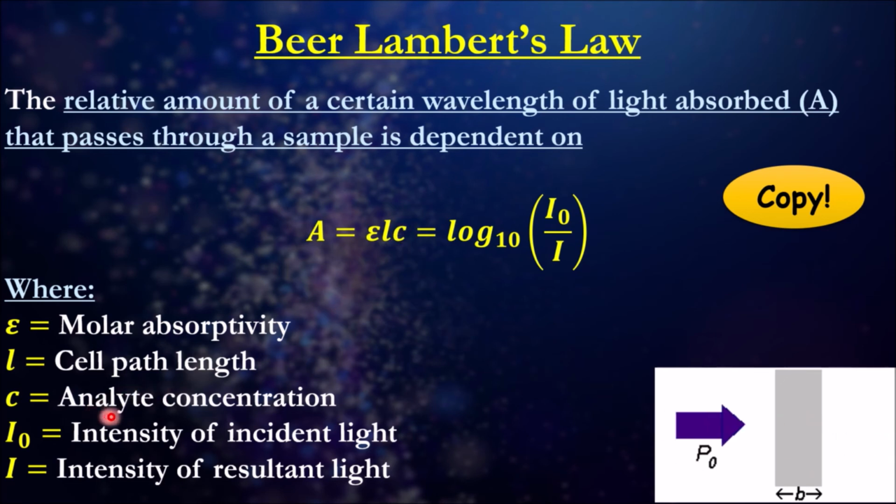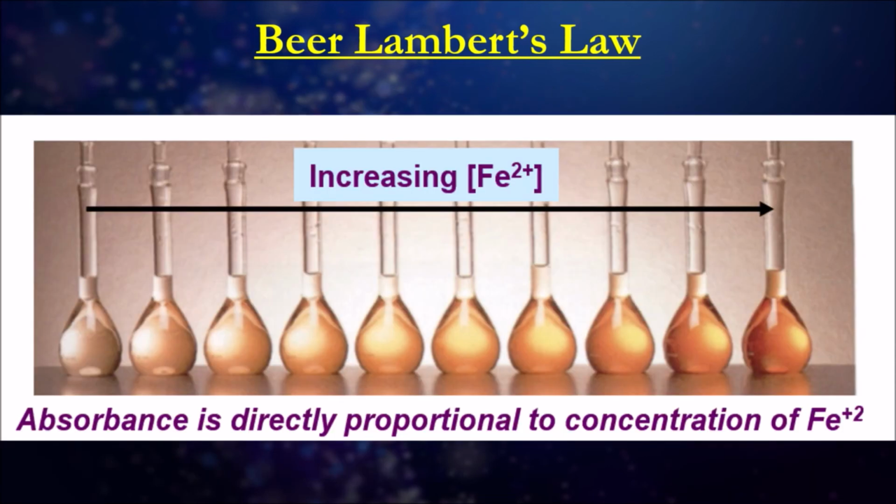We have c, that's the concentration of your sample, and then I naught is the intensity of the incident light, and the intensity of the resultant light is this one here. And so that gives us a nice little equation. As you can also see, absorbance is directly proportional to the concentration.